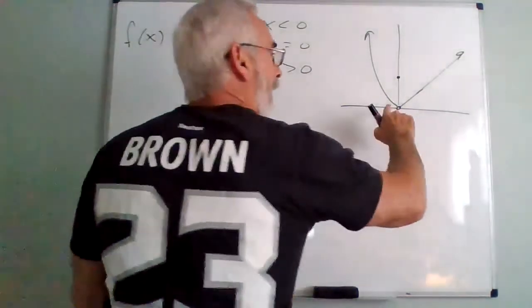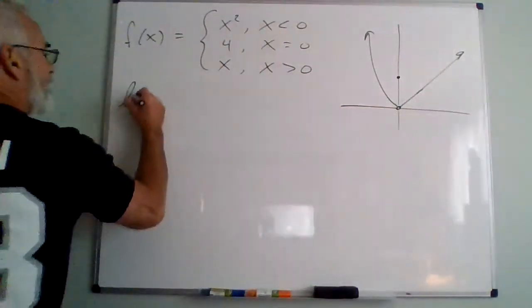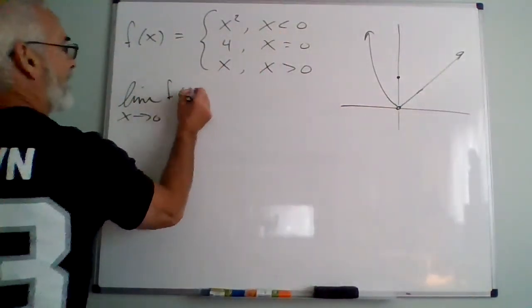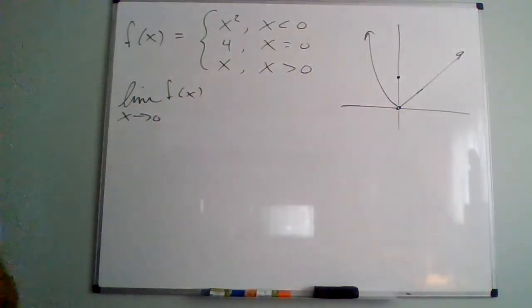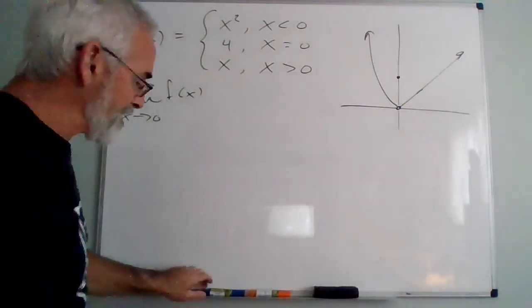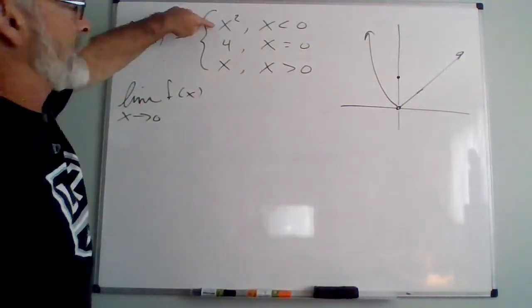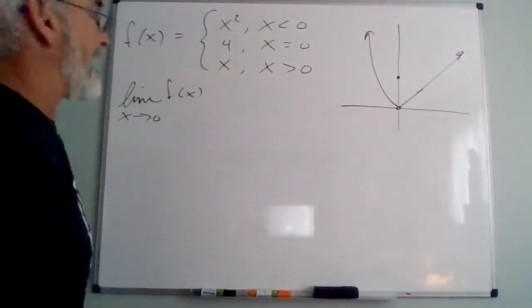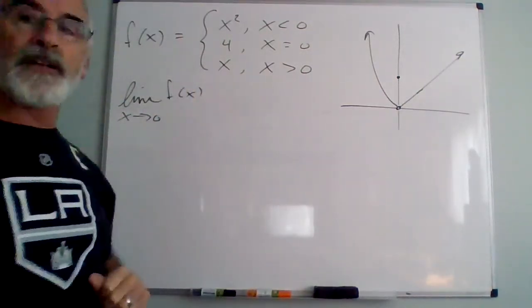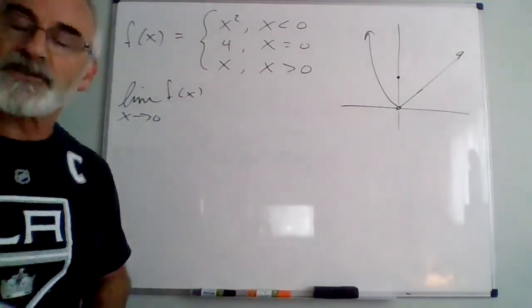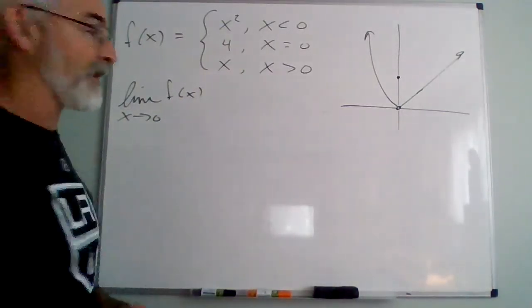Now, I'm asking here, what is the limit as x approaches 0 of f of x? Because that really is the only interesting question. If I used any negative number, then all I'd have to do is just plug it into here. If I used any positive number, I just have to plug it into here. But I'm using 0, which is different from each direction. So in this case, again, I'll have to do the one-sided limits.